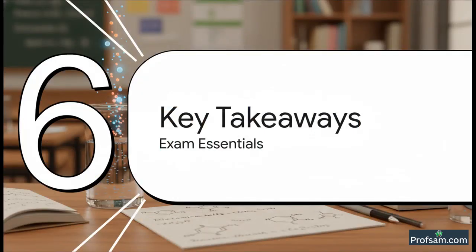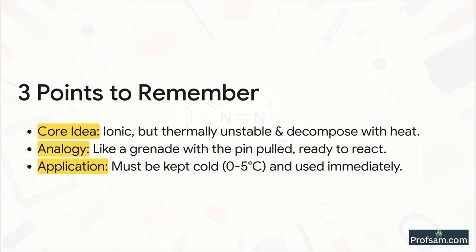Okay, so we have covered quite a bit. Let's just quickly summarize everything into 3 simple points. These are the 3 things you must remember for your exam. First, the core idea. Diazonium salts are ionic, but they are thermally unstable and decompose with heat, releasing nitrogen gas. Second, the analogy to help you remember. Think of them like a grenade with the pin pulled, ready to go off. And third, the real-world application. Because of this instability, we must keep them cold between 0 to 5 degrees Celsius and use them immediately. This is super important in industries like dye manufacturing.